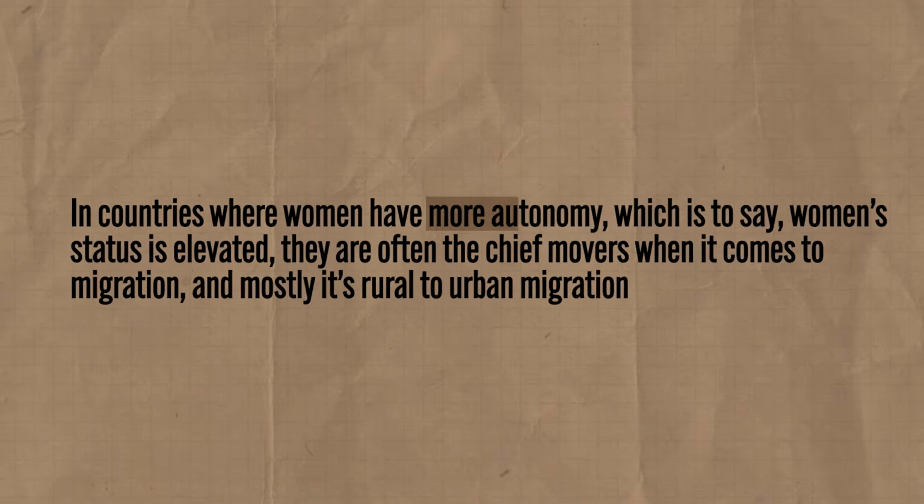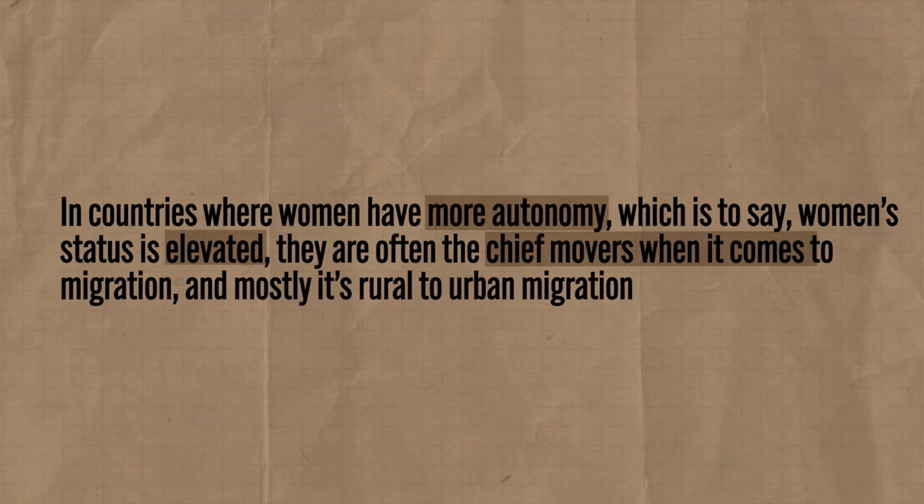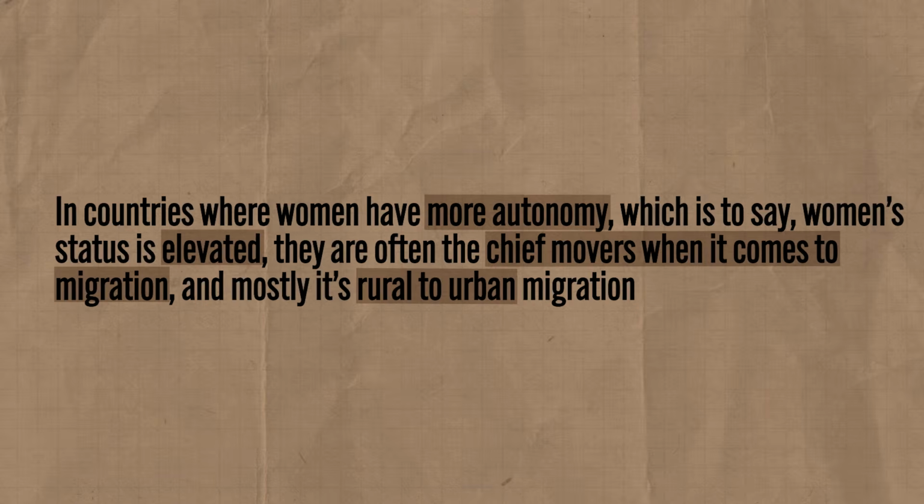In countries where women have more autonomy, which is to say women's status is elevated, they tend to be the chief movers when it comes to migration, and mostly it's rural to urban migration. For example, in the last 40 years, millions of women in China migrated from the countryside to urban areas to take jobs in factories in the service sector. And in general, urban areas are far more progressive towards women's roles than rural areas, and so when women migrate to the cities, they often find themselves elevated in terms of their societal role.